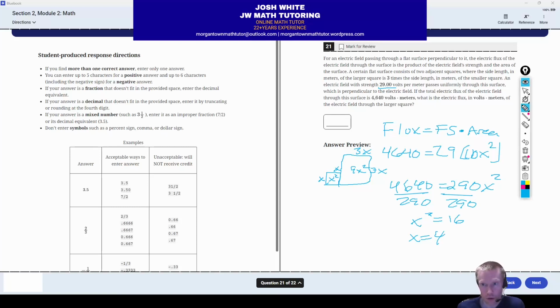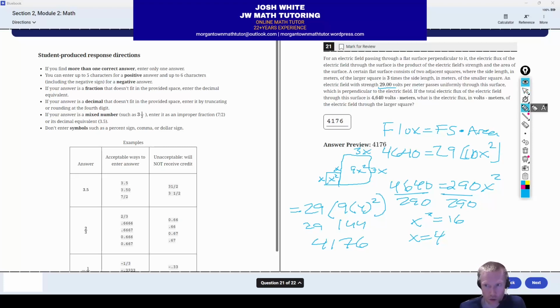Now, they want to know what is the flux through the larger square. So now we go back to the equation and we do the field strength, which is 29, times the area of the larger square. So that's 9 times x squared, but now for x we can put in the 4 that it's equal to, which is basically just going to turn into 16. So 4 squared is 16, 16 times 9 is 144. 29 times 144 is going to come out to 4,176, which is the correct answer for this problem.